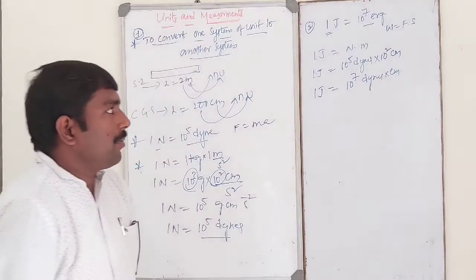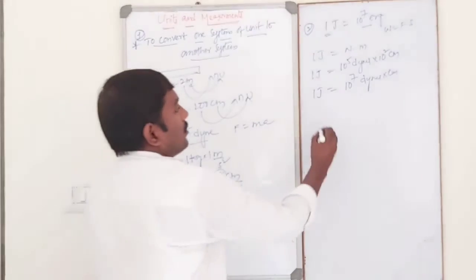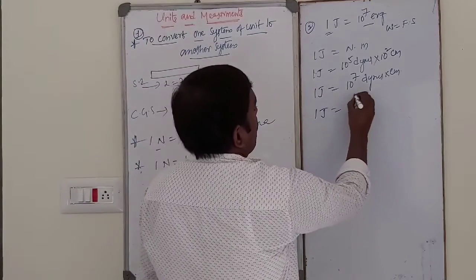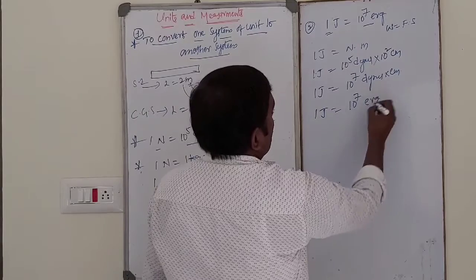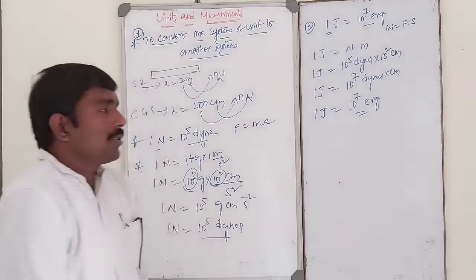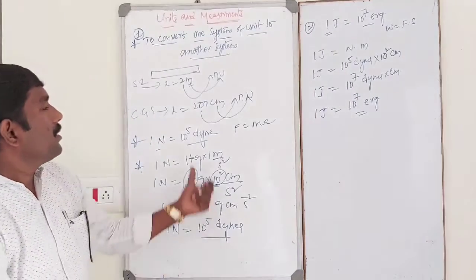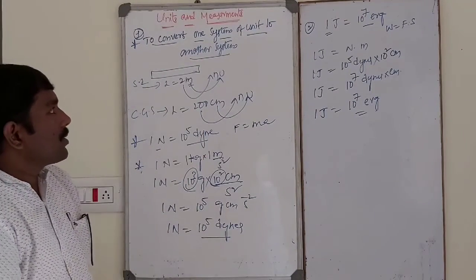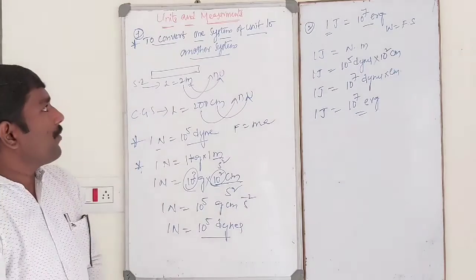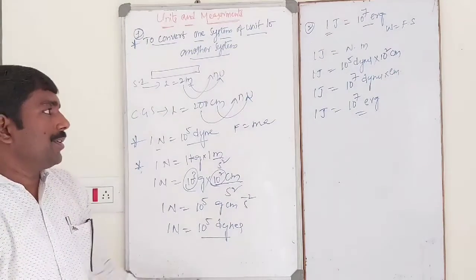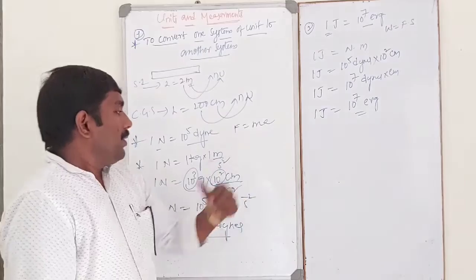Dyne into centimeter is nothing but an erg. So 1 joule is equal to 10 to the power of 7 ergs. By using dimensional analysis, this is how we convert one system of unit to another system of unit, simply.